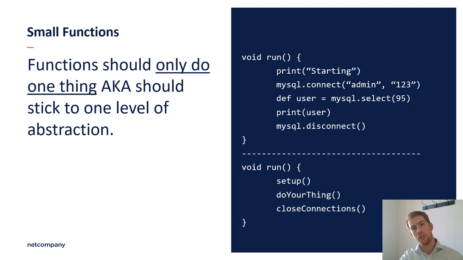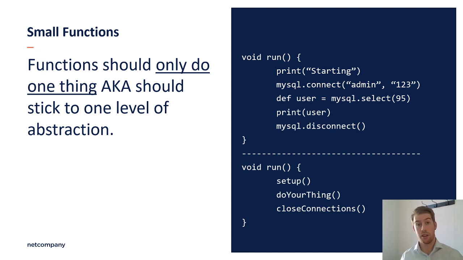But instead, if we took that, what's the overall thing? Well, first of all, we set up, and then we do something, and then we close the connection. By wrapping functions and making sure that functions only do one thing, it's easy to reuse those functions. By having a function close connections, I can make sure that no matter where I call it, I'll only have to worry about that function closing the connections.